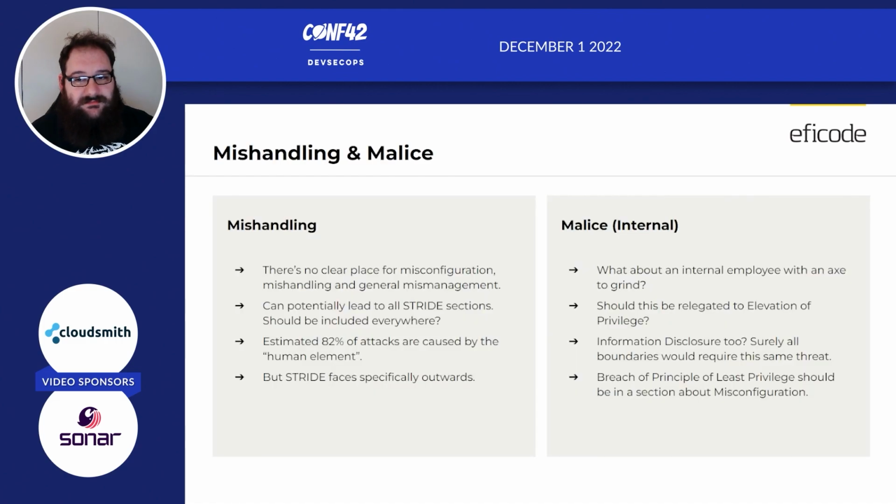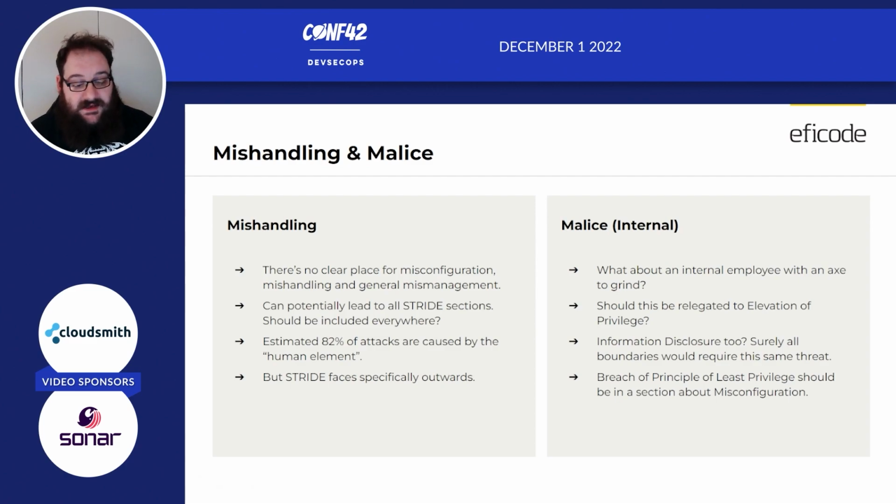So we have these two areas for mishandling and malice, which I don't have a good answer of where they should be in the STRIDE threat model. Like mishandling, misconfiguration, mismanagement, those are generally what lead to the rest of the STRIDE model, really. So most of those issues are problems with configuration or some kind of mishandling. And then internal malice, if you have an employee with an axe to grind, then it's the principle of least privilege that should be keeping them out, but they're going to have a much easier time with threats that you have perhaps not considered because STRIDE looks externally. So if you are doing a STRIDE analysis, I would keep these two in mind.